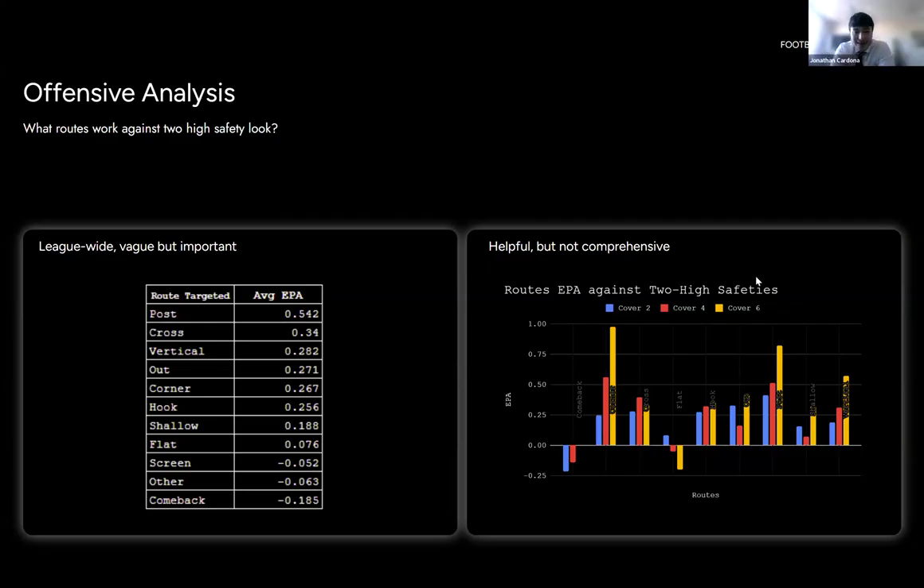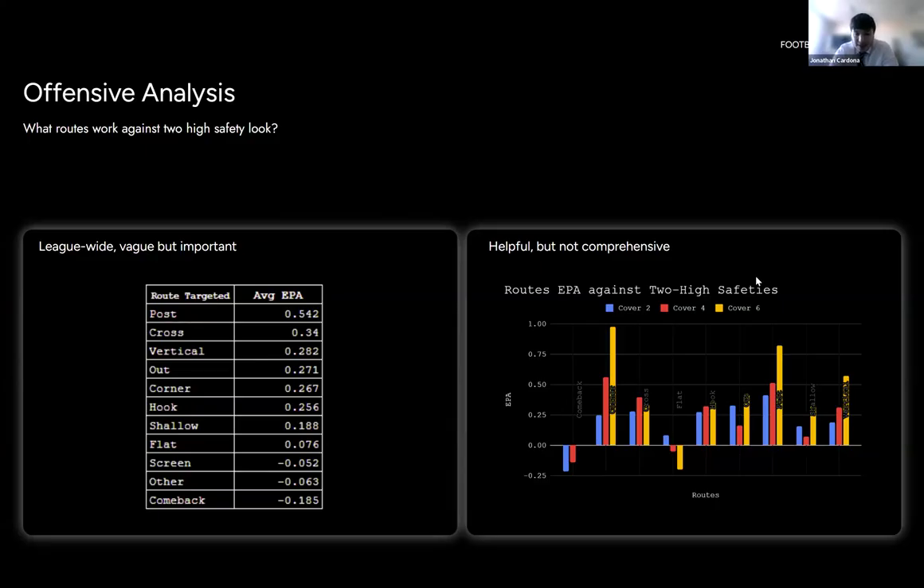League-wide, we see a clear separation in route performance against two-high, specifically with posts and crosser routes. They generate the strongest EPA, even among other deep routes like just a basic go, while flats, screens, and comebacks underperform. But raw averages alone are kind of incomplete because when broken down by specific coverage within two-high, performance varies significantly.